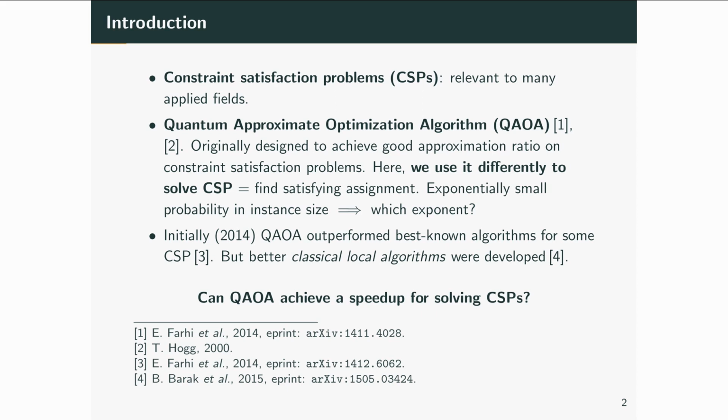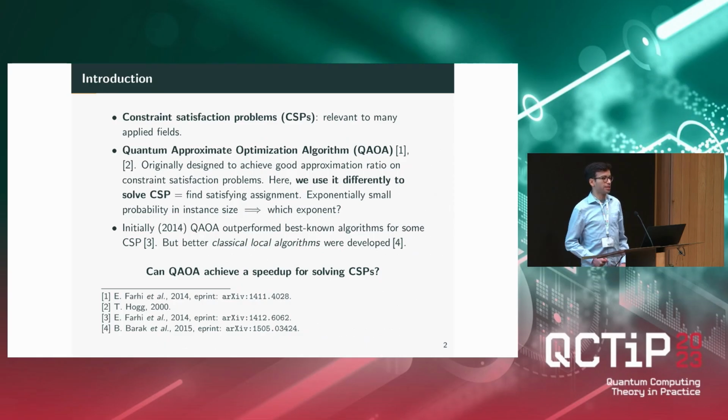On the other hand, we'll try to solve such problems using the quantum approximate optimization algorithm, also known as QAOA. Originally, this algorithm was designed to achieve a good approximation ratio, that is to satisfy a high number of constraints on certain CSPs. In this work, though, we'll use the algorithm differently in order to find a satisfying assignment. So we want to satisfy all constraints.